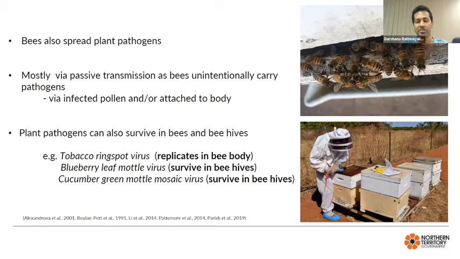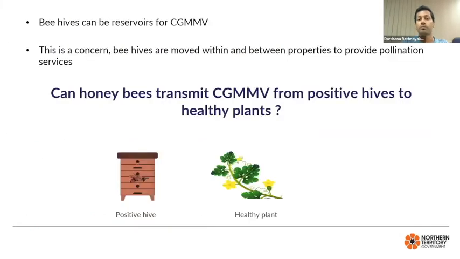As you just heard about most of its epidemiology from Mary's talk, we found that this virus can survive inside the beehive. Not only survive, it can remain viable for a long time inside some of the beehive products. So the beehives used to pollinate infected properties can be a reservoir for this virus. If you use these beehives, there is a risk of transmission of this virus from the infected, positive hives.